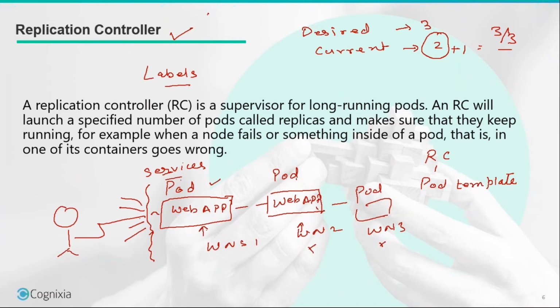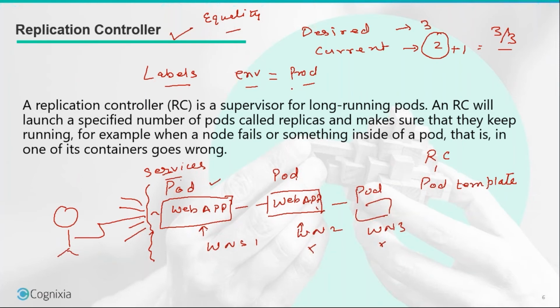Replication controllers are equality based. So what is equality based? It means the equal to symbol. So for example, I am using a selector by saying that I want to find the pods in the replication controller where environment equals production. So it will show all the pods which have the label environment equals production.